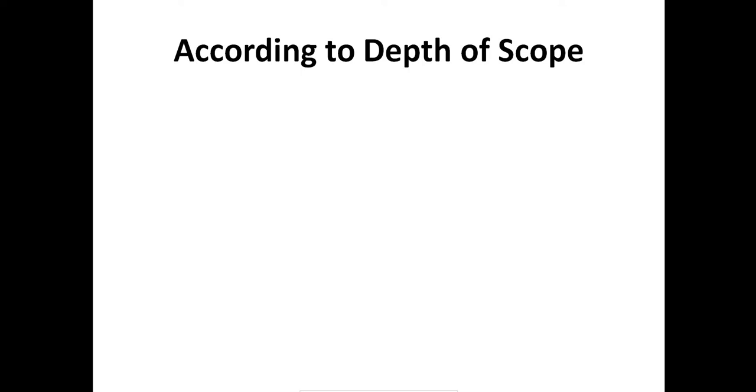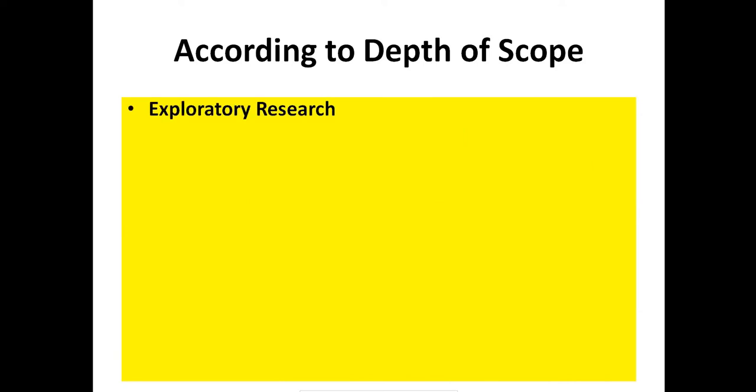Next is according to the depth of scope. Next classification. So according to the depth of scope, our researches can be classified into exploratory research, descriptive research, explanatory research and so on. First of all, what exactly is exploratory research?